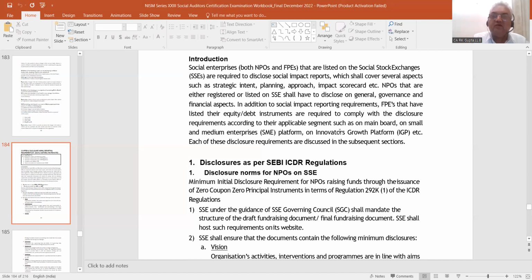For your reference, I will be sharing these SEBI regulations with you also. I think there are some video lectures on SEBI regulations too. I will share those SEBI ICDR regulations also, so you can go through them. I think I have already shared some questions as well in the group, but I will share them again. So, disclosure as per SEBI ICDR.